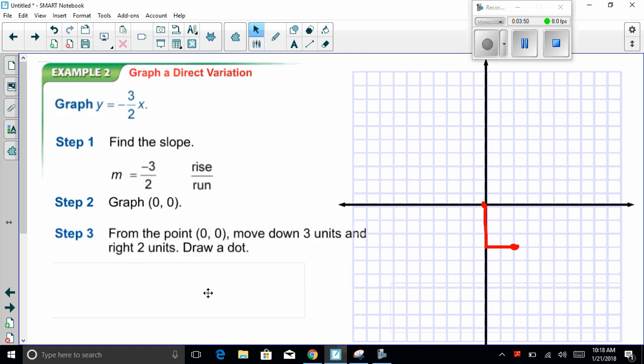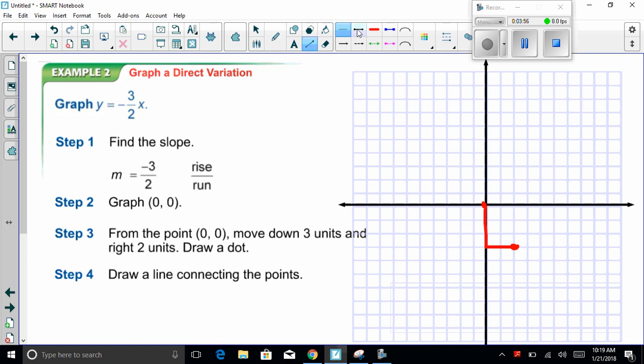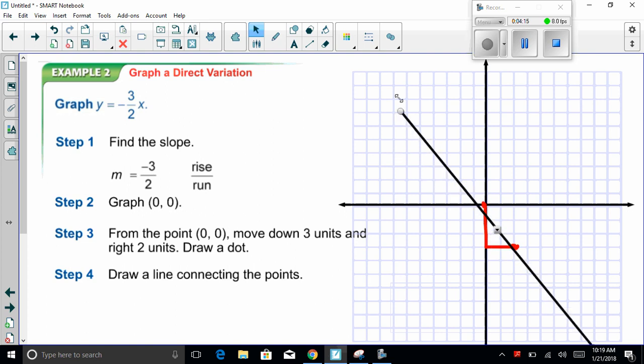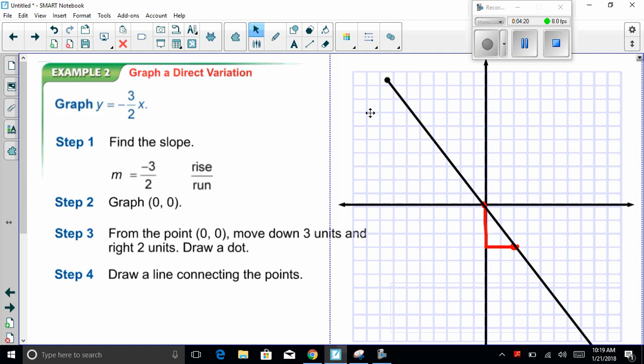And then your last step is to draw a line connecting the points. Let me grab my line tool. I'm going to connect those 2 points, and I'm going to keep extending it, and same with this side. Just make sure that it passes through those 2 points. I want you guys doing this with a ruler on your homework. That way you do actually have a straight line and you can find any point on the graph. So that's how you would graph your direct variation.